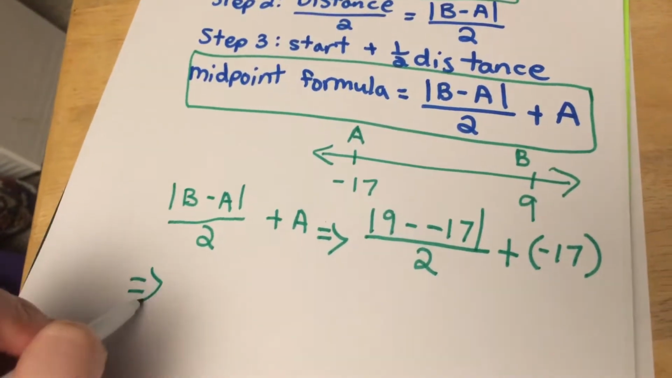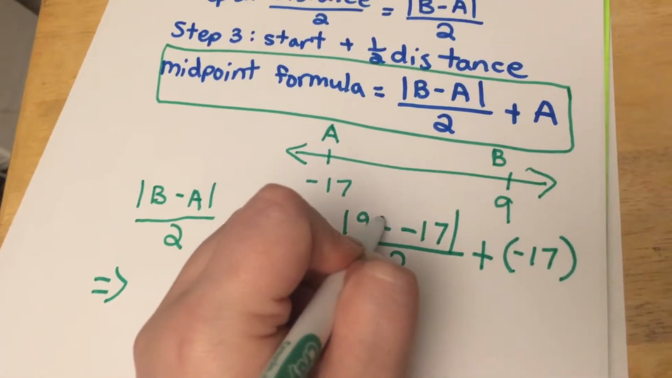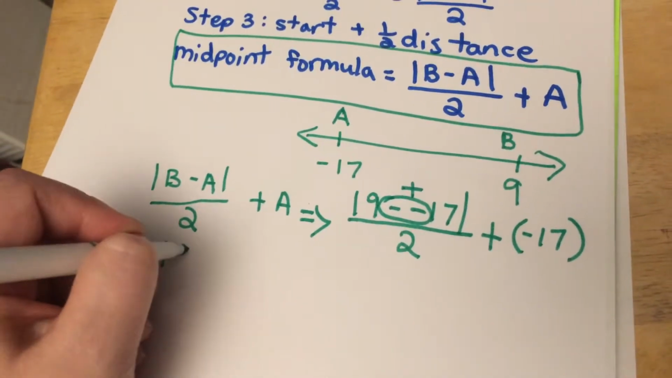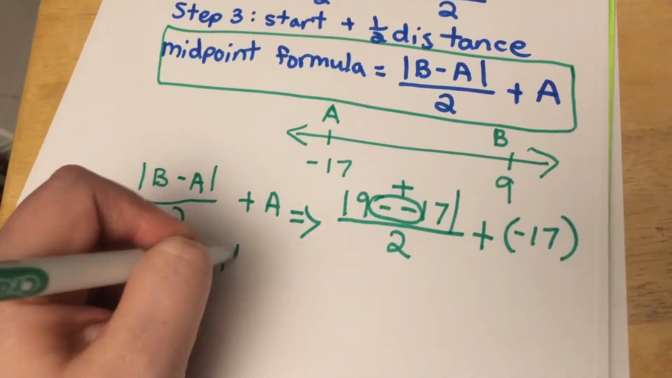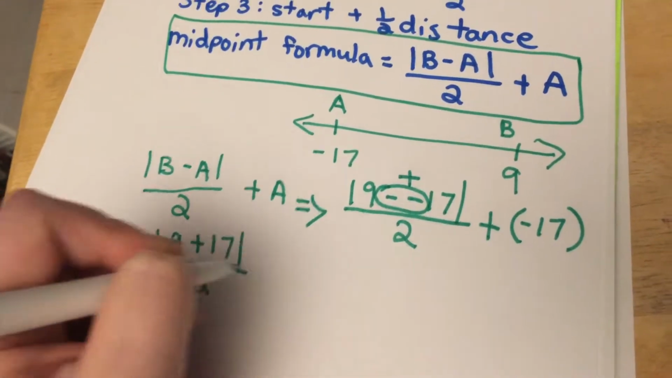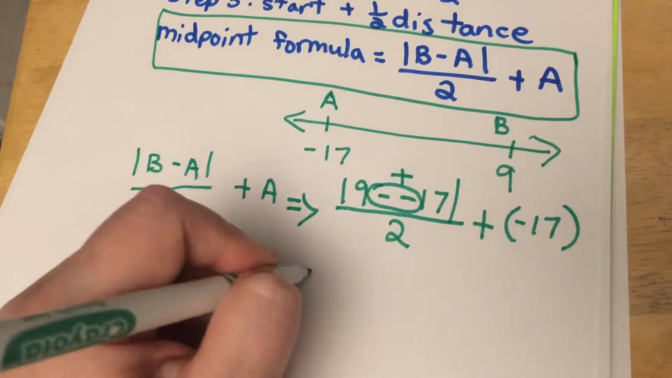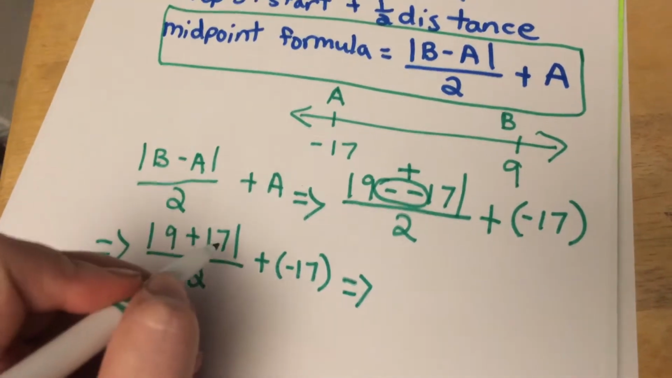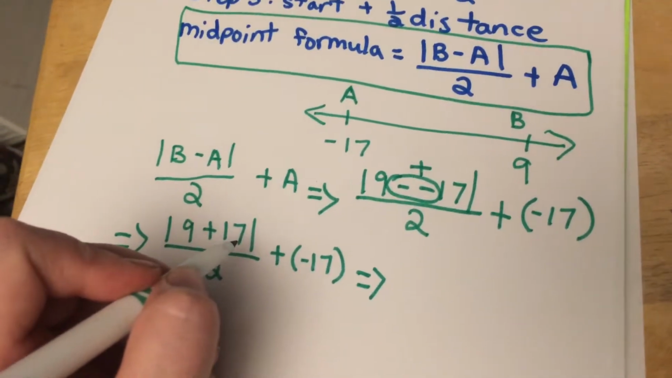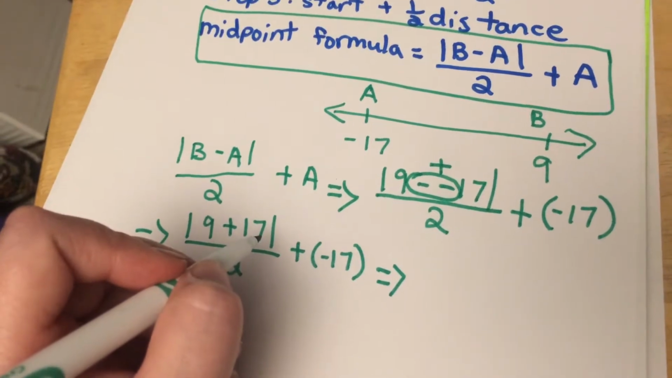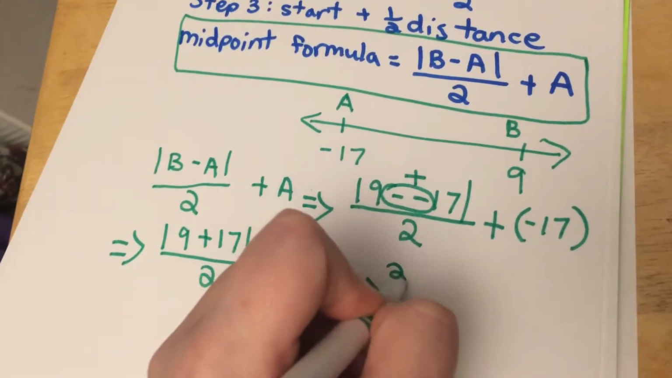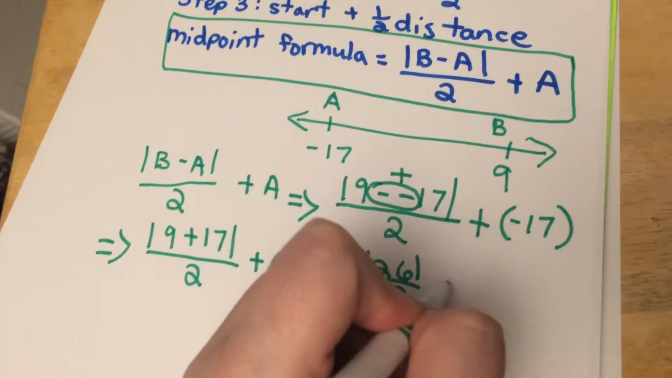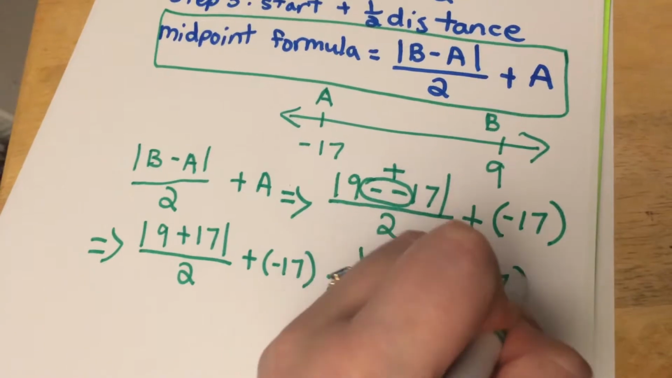So then our next step would be to simplify. So remember, minus a negative creates a positive. So we have the absolute value of 9 plus 17 divided by 2 plus our negative 17. That's going to give our next step, which is 9 plus 17 is 26. So we have the absolute value of 26 divided by 2, plus our negative 17.